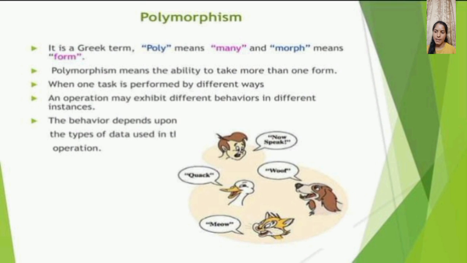Polymorphism. It is a Greek term. Poly means many and morph means form. Polymorphism means the ability to take more than one form when one task is performed in different ways. An operation may exhibit different behaviors in different instances. The behavior depends upon the types of data used in the operation.